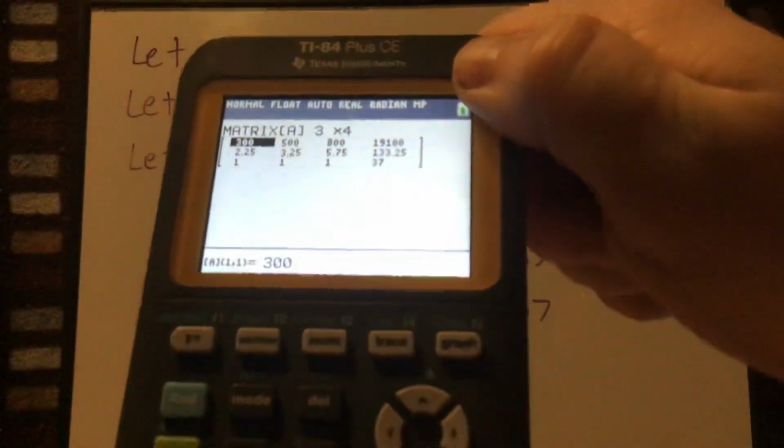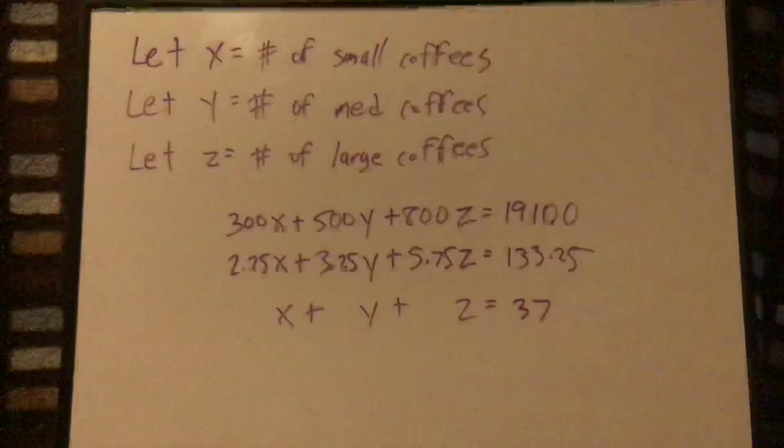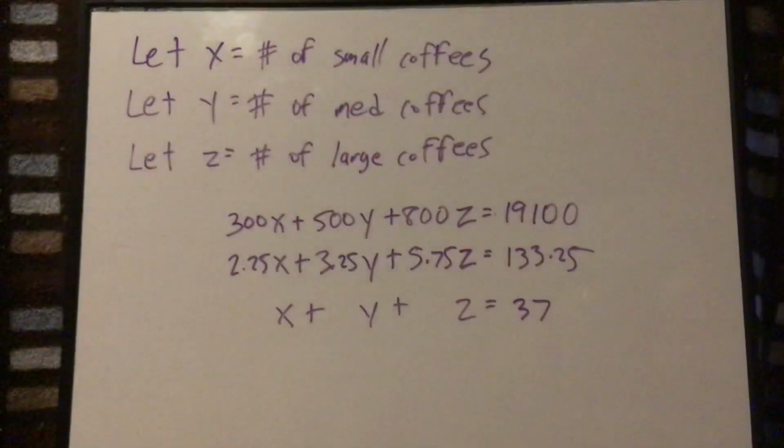All right, so I need reduced row echelon form. So I'm going to quit out of this, and I'm going to enter the reduced row echelon form. And then here it is.